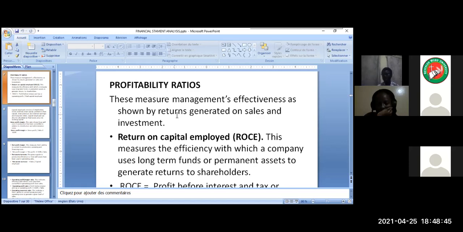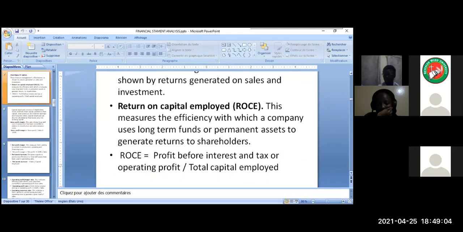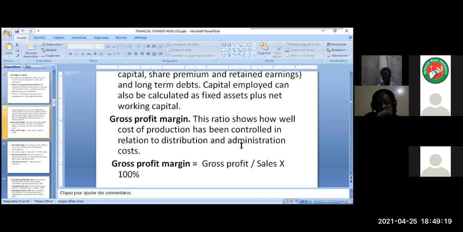Return on capital employed measures the efficiency with which a company uses long-term funds or permanent assets to generate returns to shareholders. How to calculate return on capital employed? We take profit before interest and tax, or what we call operating profit, over total capital employed, everything that the company is using to run that particular business.